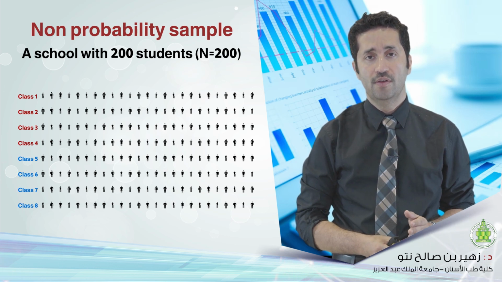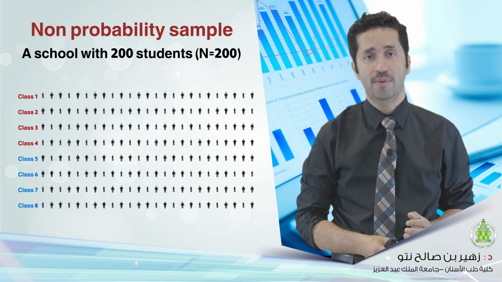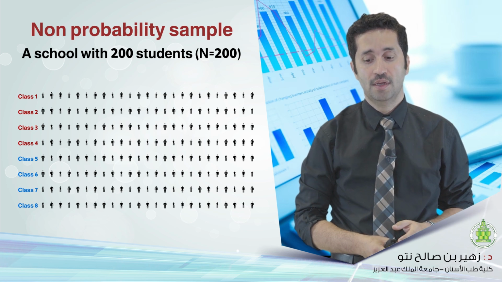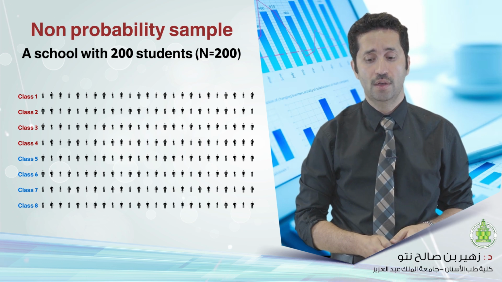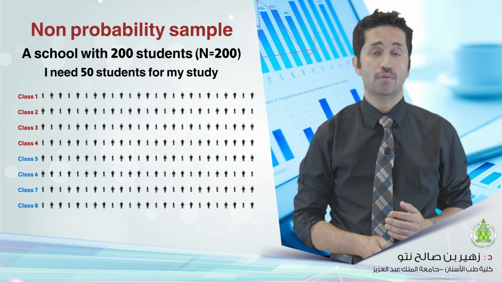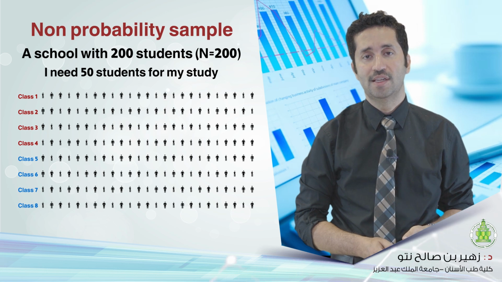Let's assume that we have a school with 8 classes. The first 4 classes are for females and the last 4, classes 5 to 8, are for males. This school has 200 students and we want to take a sample of 50 students. To take a non-probability sample, the first method is the convenience sample.